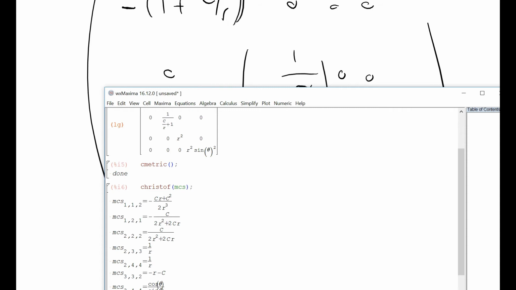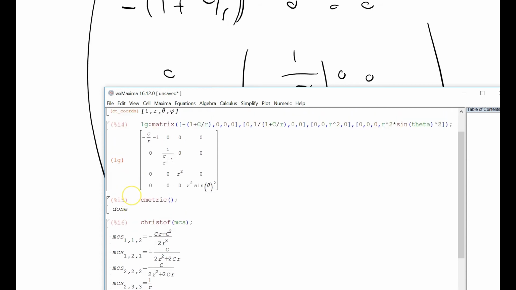Okay. Now, which terms do we want here? Yeah, I got a bit confused there. This term is the one that we want.